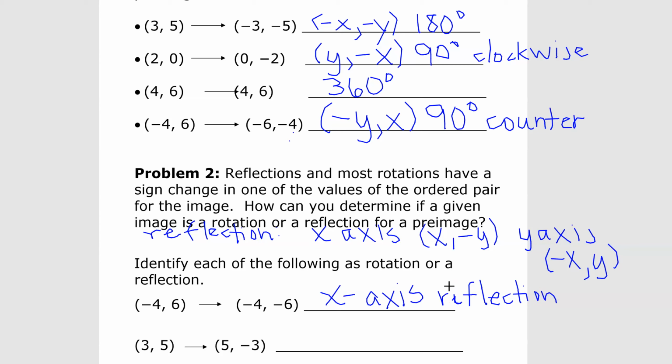Okay, now take a look at that last problem. The point 3, 5 to 5, 3. Notice how this y-coordinate has moved to the x position. The x-coordinate has moved to the y position, but in its opposite form. So that rule is y, -x. So that is a 90-degree rotation. Can you remember what direction? If you said clockwise, you are correct.